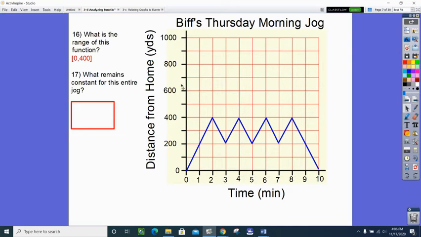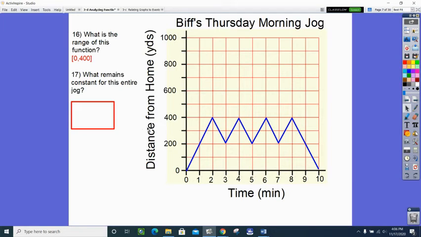So now, what the heck is Biff doing here? I mean, why would he be going there? Distance from home, closer to home. Further away from home, closer to home. Anybody have any thoughts about that? He could be doing a loop. I don't know if he'd be going around a track in that amount of time, but he's going around in a loop, so he gets away from home and comes closer to home, and away from home and comes closer to home.